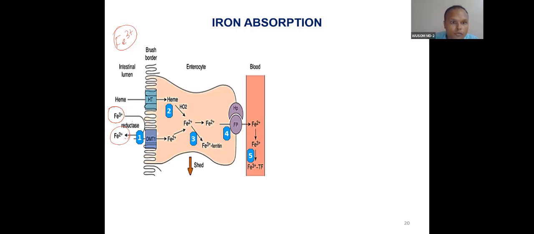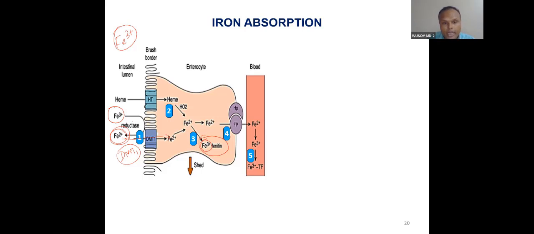And this ferrous form will be absorbed by DMT, the divalent metal transporter. In order to pass through this membrane, it always has to be in this ferrous form. The ferric form will not be absorbed. And once it is absorbed, if it is deposited, it will be deposited in ferritin in the enterocyte, in the form of ferric again.